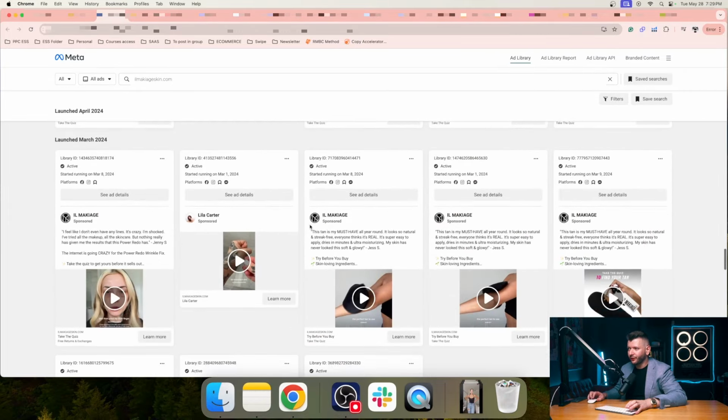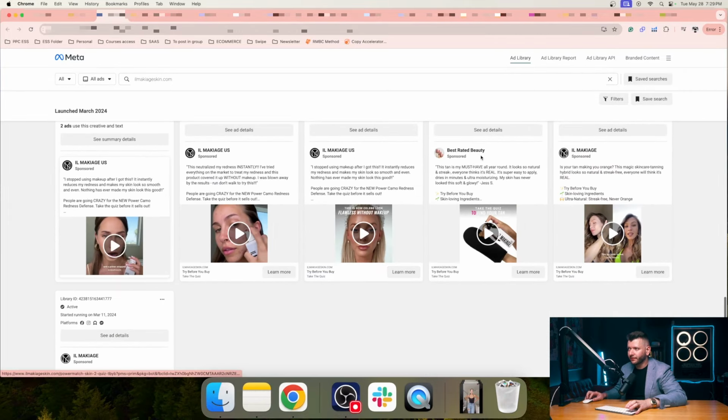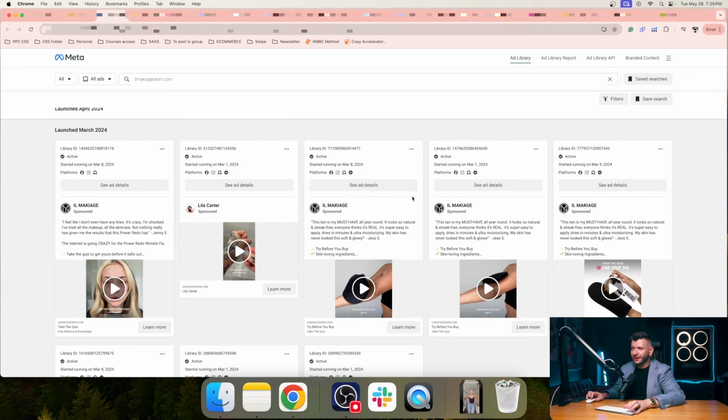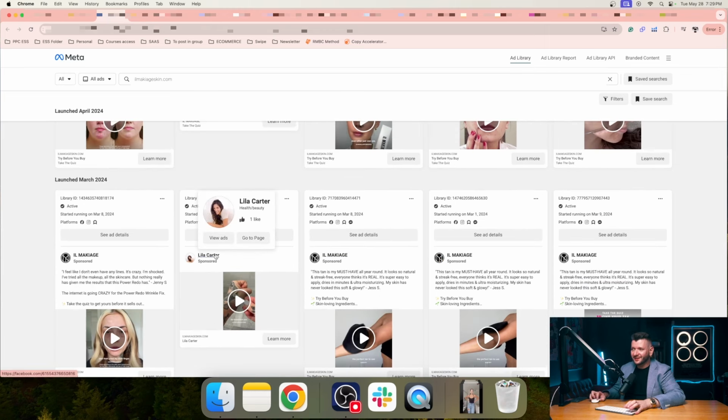However, what you will find here is that they're advertising from different pages, like Best Rated Beauty, kind of like an external third-party page sending traffic to the same website. This way, customers see your product from this page, this page, this page, and they think the product is popular, everyone wants it, everyone buys it, everyone has it, and so now they're more inclined to buy.